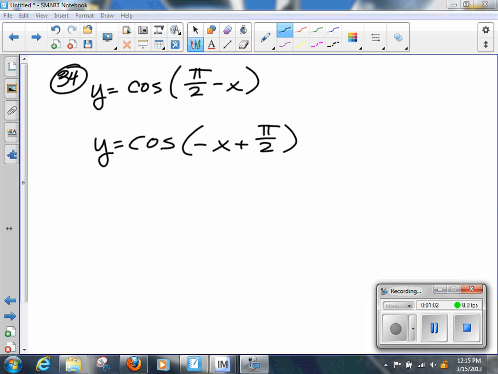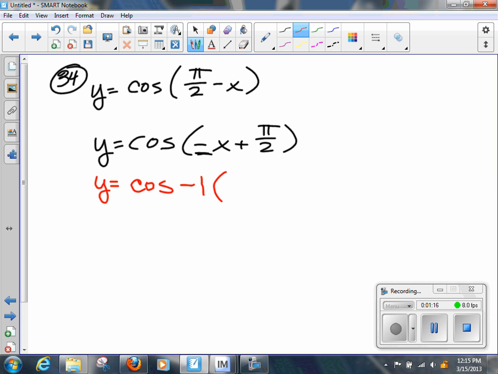But I still don't have positive 1 here, right? And I've got to have positive 1 there. So algebraically, how can I make that happen? I'm going to take out a negative 1. So look what I end up with. Now, let me write that so it'll look a little bit nicer.